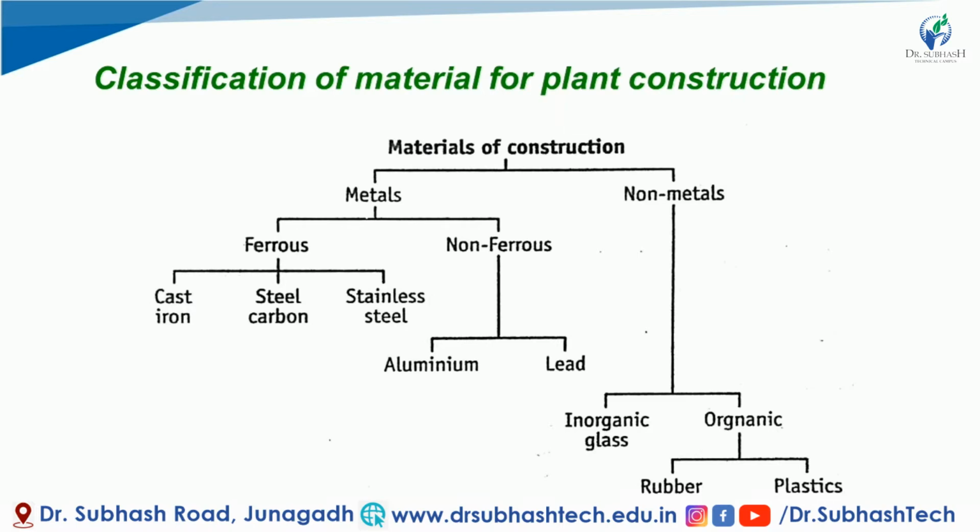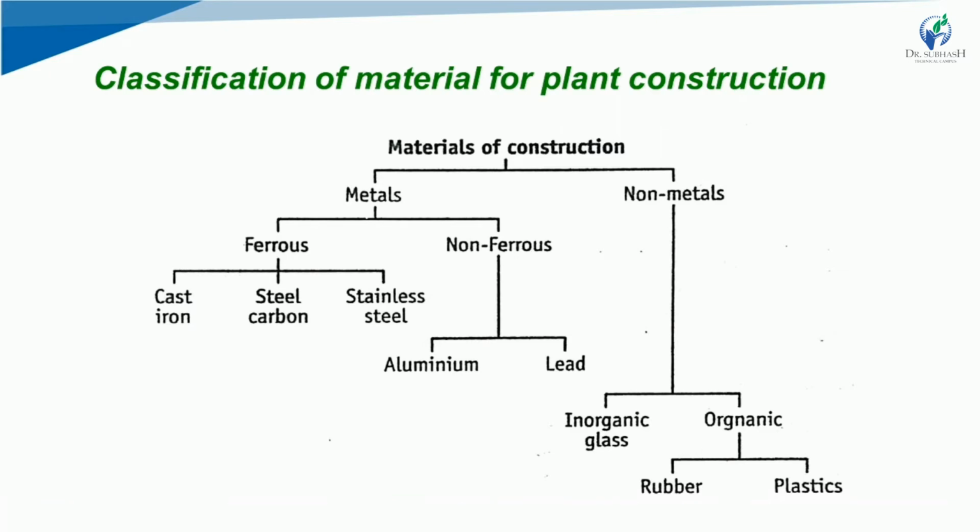As you can see in this classification, material of construction is classified into two: metals and non-metals. Metals are classified into ferrous and non-ferrous. Ferrous are classified into cast iron, steel, carbon, stainless steel. Non-ferrous are classified into aluminium, lead. Non-metals are classified into inorganic, glass. Organic are again classified into rubber and plastic. One by one, we are going to see some of the most important metals and non-metals.